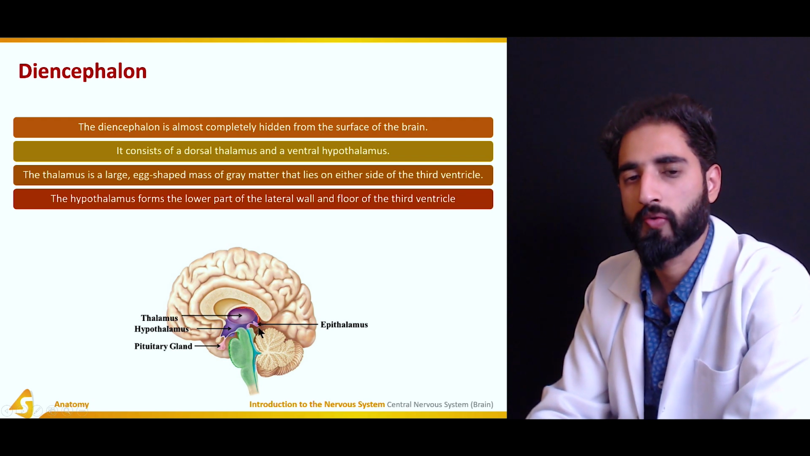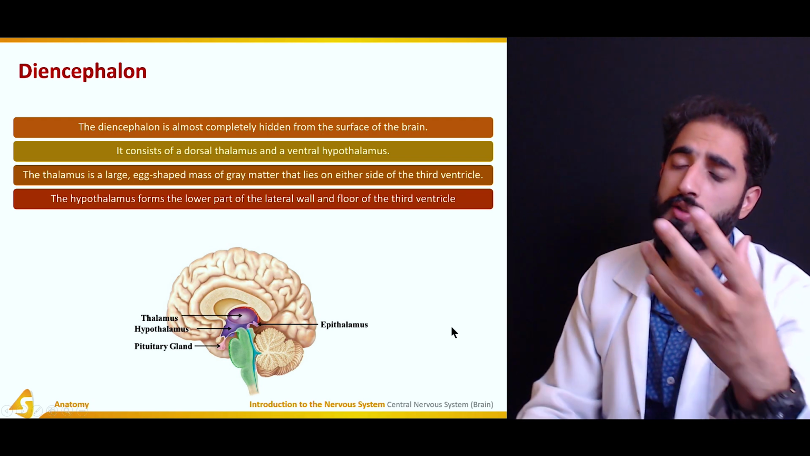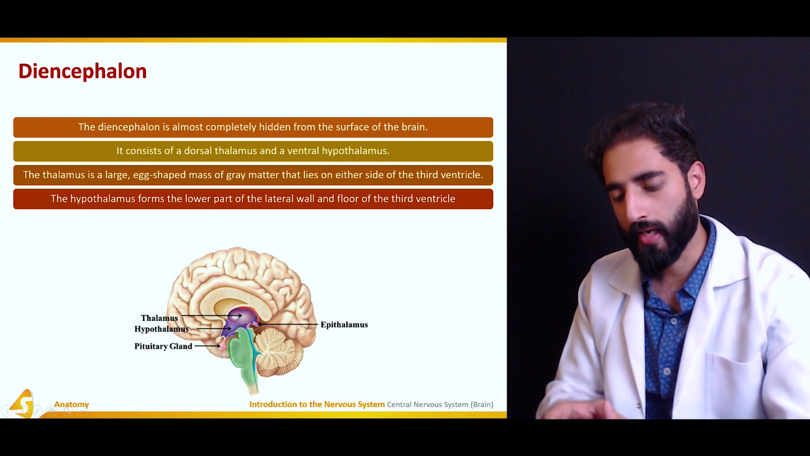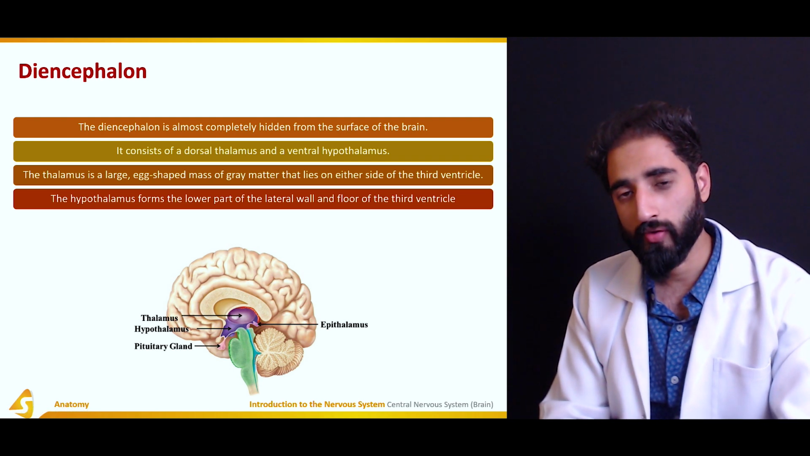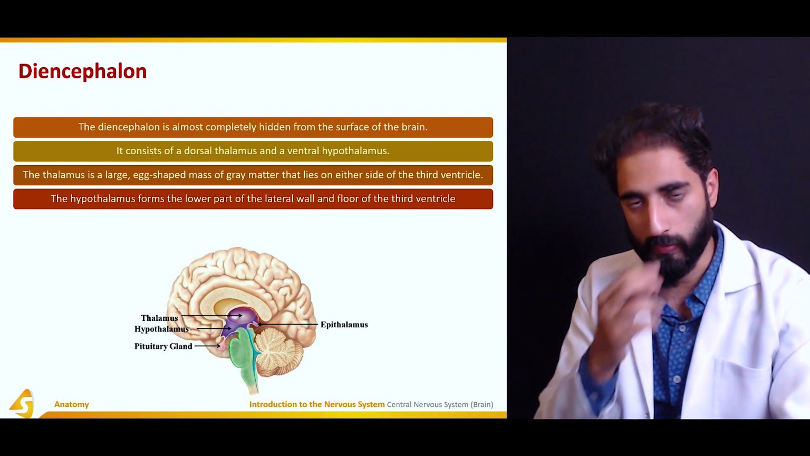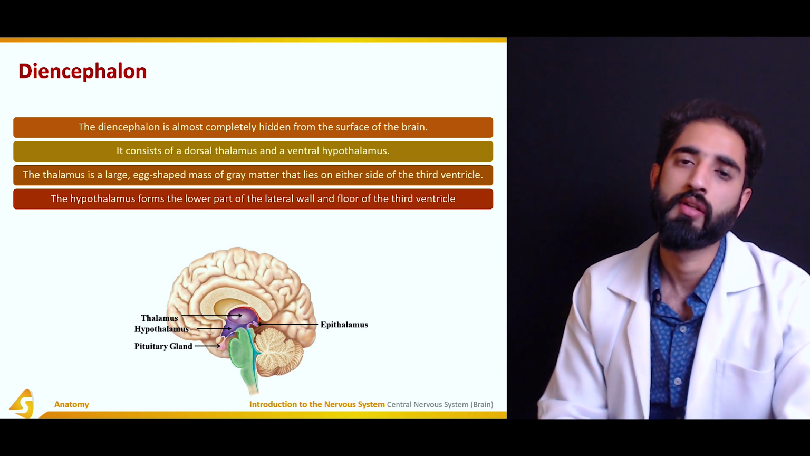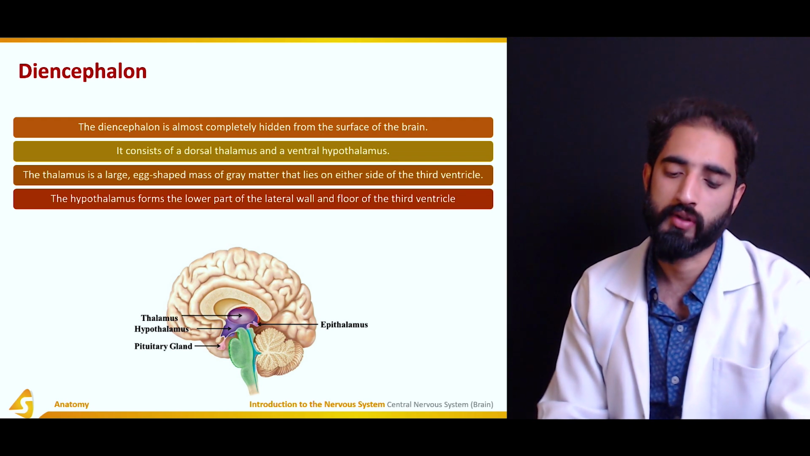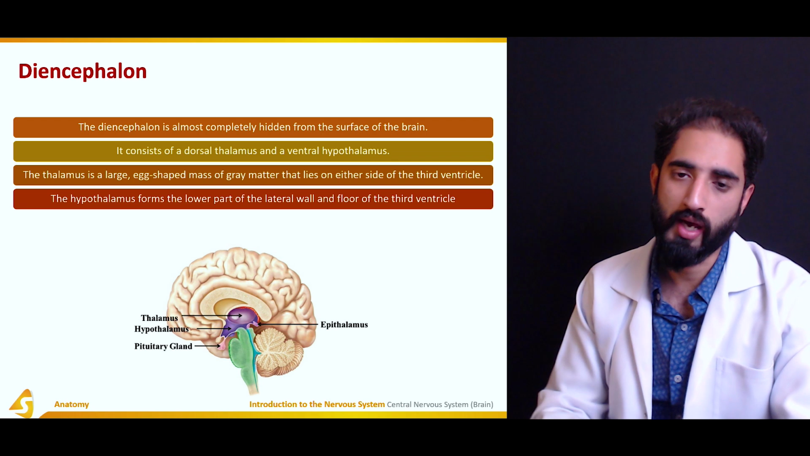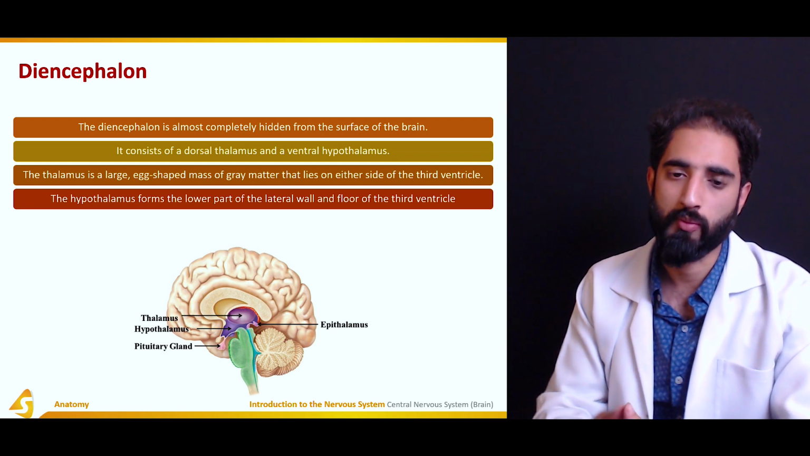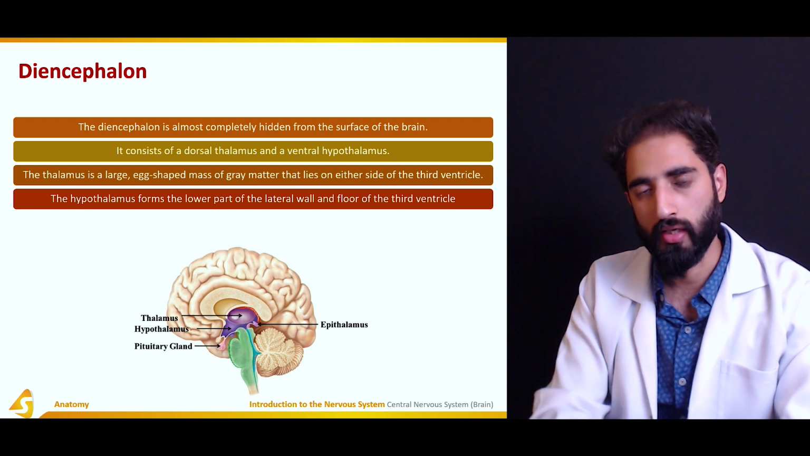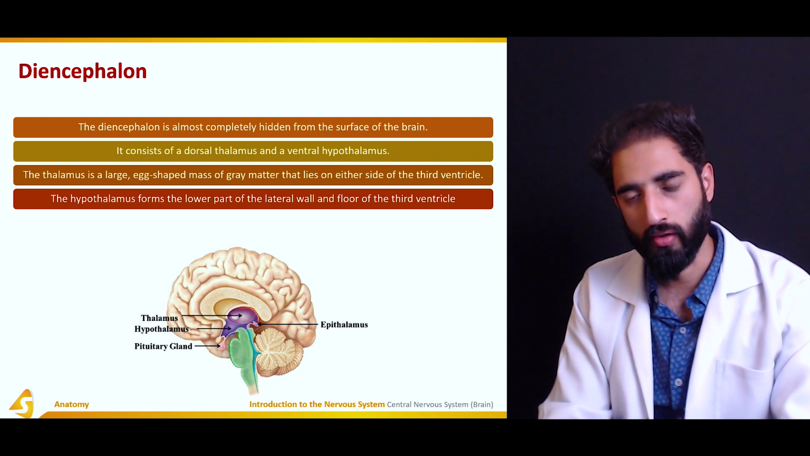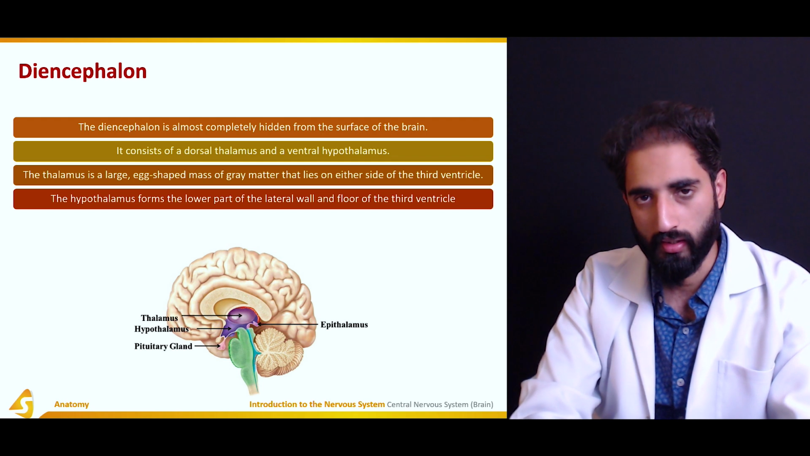This egg-shaped structure is the thalamus, and it is a very important relay center and location for different types of fibers to pass through if they wish to go to the cerebral cortex. Different types of sensory tracts have neurons that terminate on the thalamus, and then from the thalamus they move by the corona radiata to the cerebral cortex in the somatosensory area.